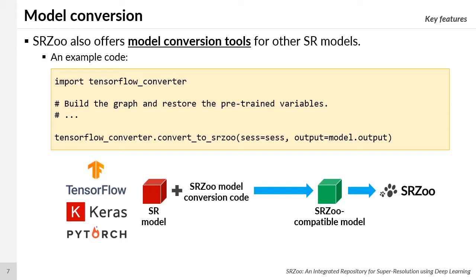It is also possible to use our model conversion tool to convert other SR models that are not included in our repository. We provide documentations and code snippets that can be injected to the implementation of the target SR model to be converted, and it supports various deep learning frameworks such as TensorFlow, Keras, and PyTorch.